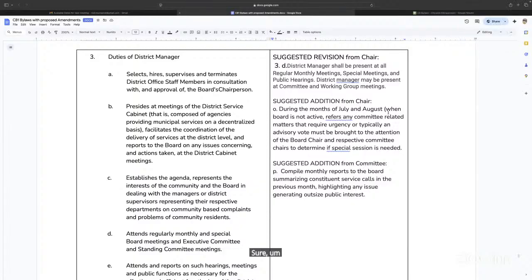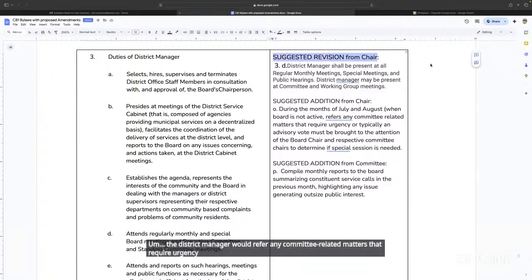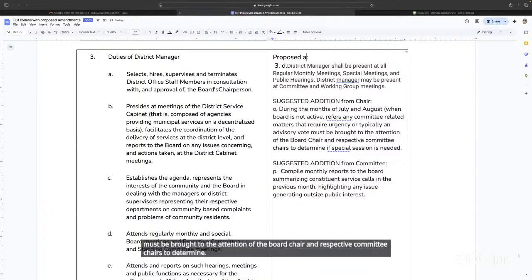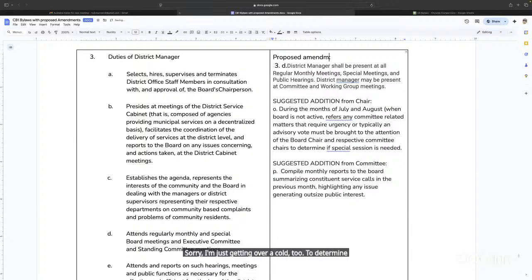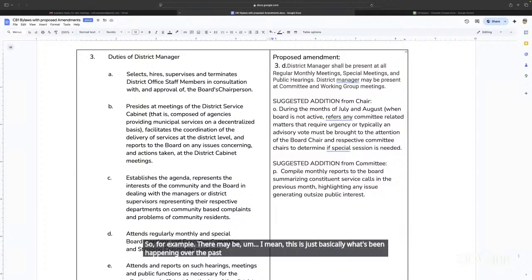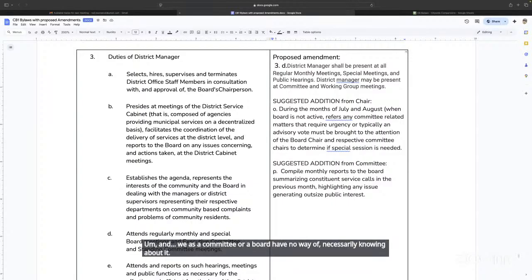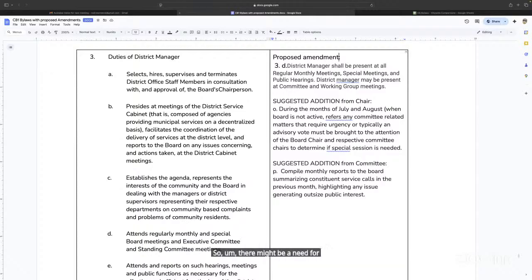Sure. During the months of July and August, when the board is not active, any committee-related matters that require urgency or typically an advisory vote must be brought to the attention of the board chair and respective committee chairs to determine if a special session is needed. For example, this is basically what's been happening over the past few years. There may be a particular nightclub that is up for liquor license renewal, and we as a committee or a board have no way of necessarily knowing about it. So there might be a need for a special land use committee meeting.